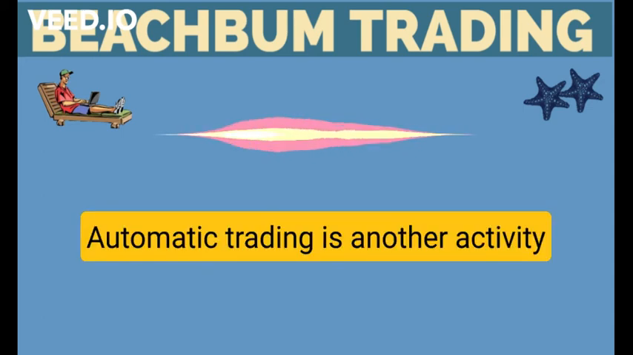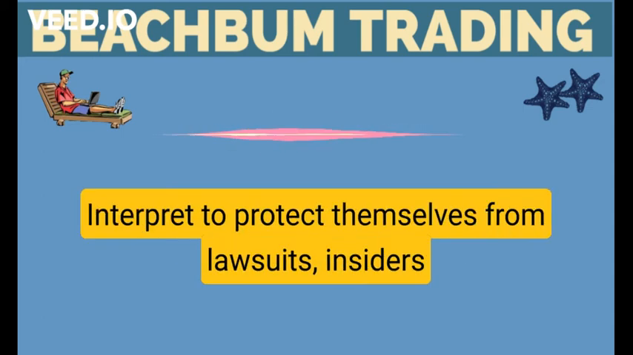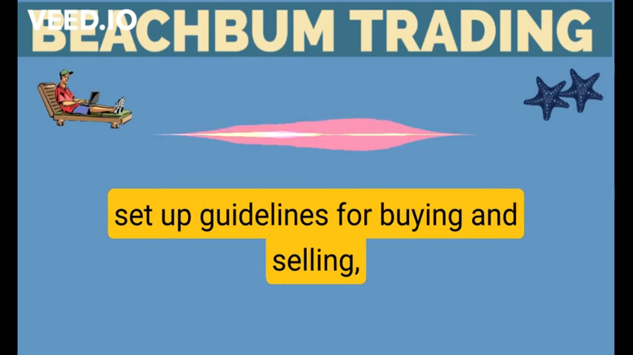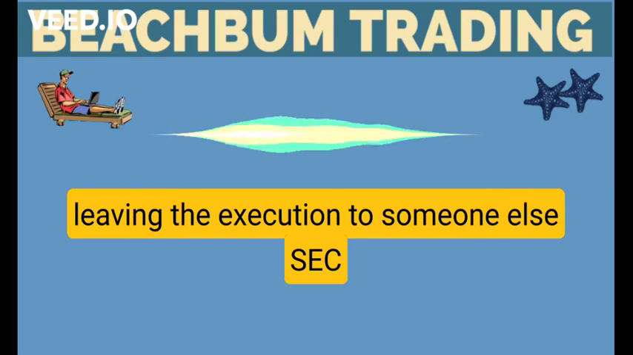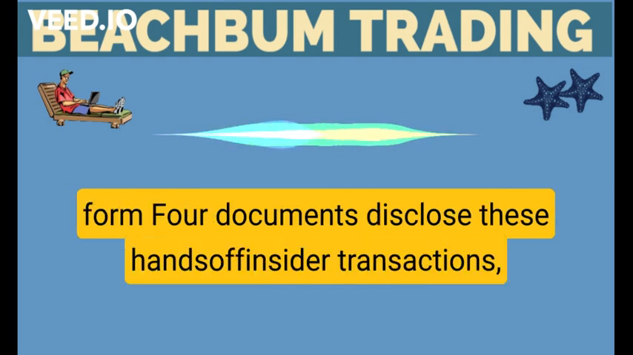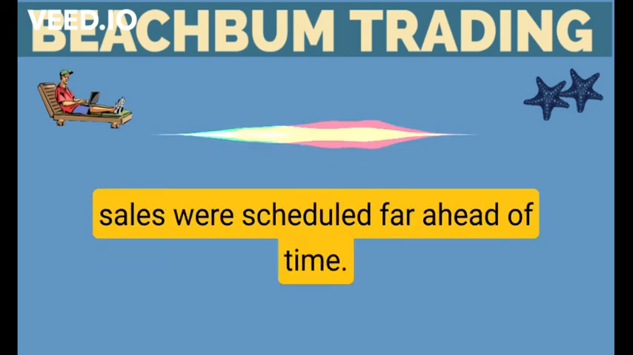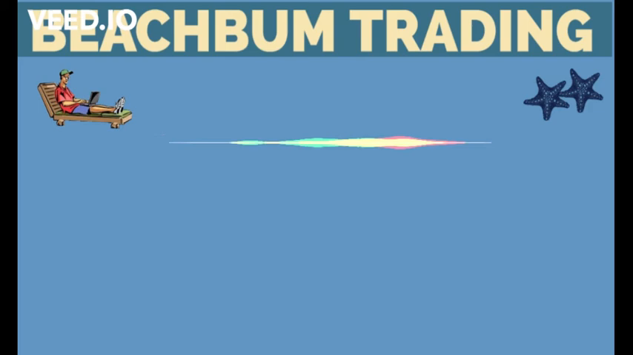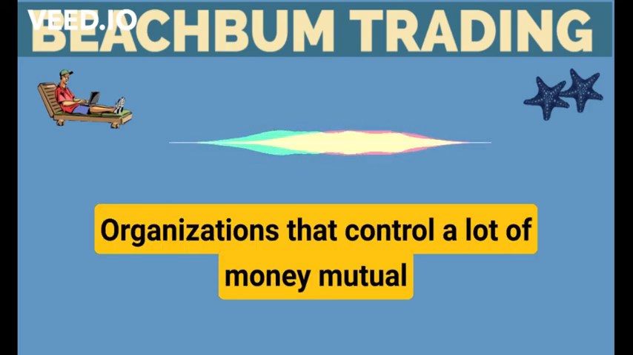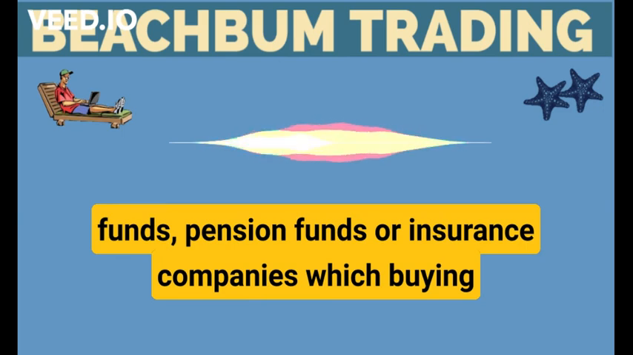Automatic trading is another activity that is hard to interpret. To protect themselves from lawsuits, insiders set up guidelines for buying and selling, leaving the execution to someone else. SEC Form 4 documents disclose these hands-off insider transactions, but they don't always state that the sales were scheduled far ahead of time.